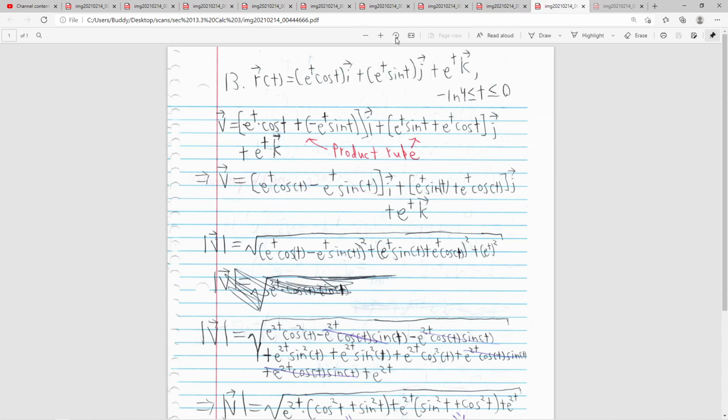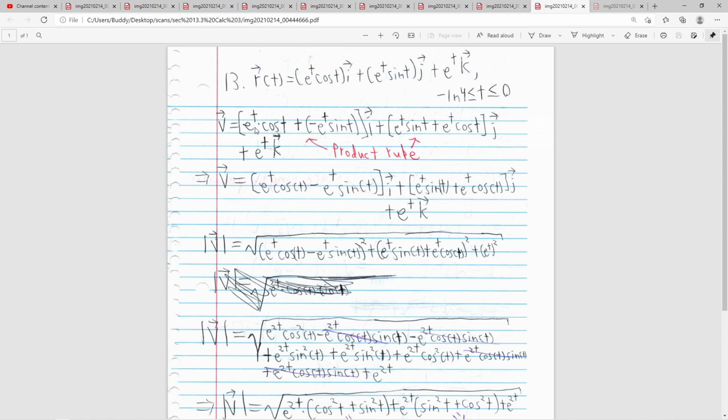For the first part, product rule is used. These are e to the t power times cosine t. We can't do it directly, we have to use the product rule, which is the sum of these two terms. Same with that one. The derivative of e to the t is e to the t, like e to the x is e to the x. Simple and done.